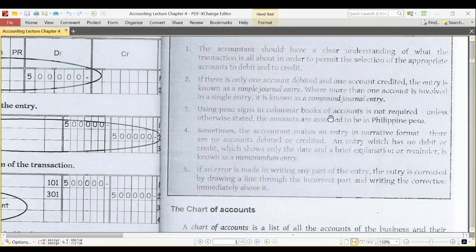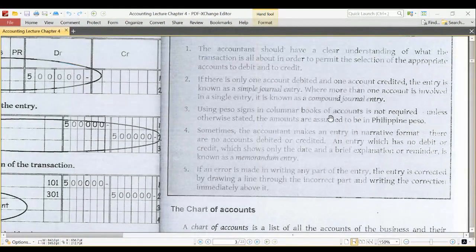The peso sign may not be included, kahit hindi na nilagay, kasi presumed naman yan na Philippine peso. Tapos, meron din tayong tinatawag na memorandum entry. Yung memorandum entry, that is a narrative form of telling the management that there is a transaction but is not financially related. Ibig sabihin, wala pang effect sa financials natin. Hindi pa naapektuhan yung mga financial account natin.